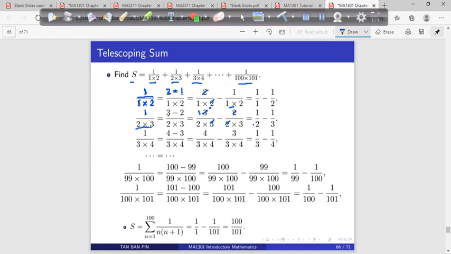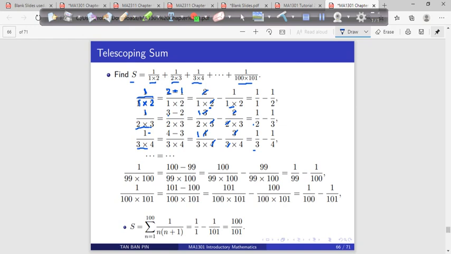You can do the same thing for the third fraction, 1 over 3 times 4. 1 you write as 4 minus 3. And then you can split it into two fractions. The first fraction, 4 cancels, giving you 1/3. The second fraction, 3 cancels, giving you 1/4.